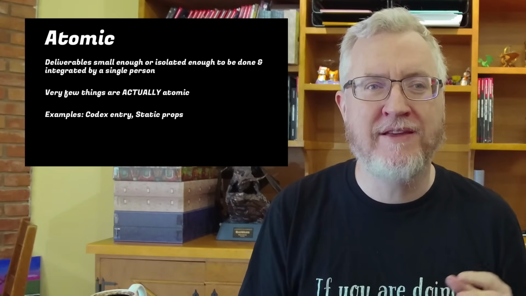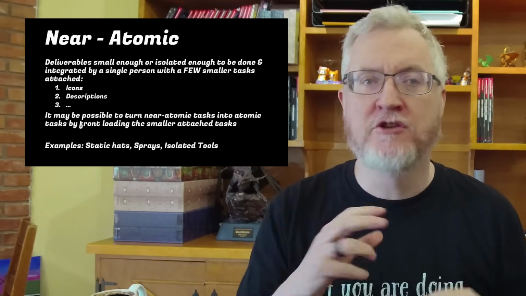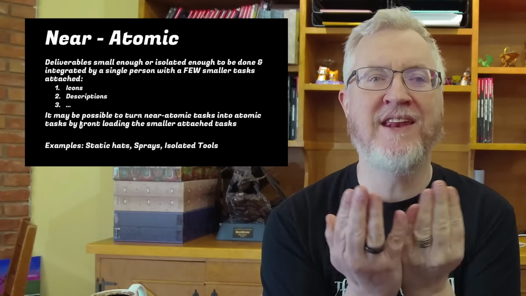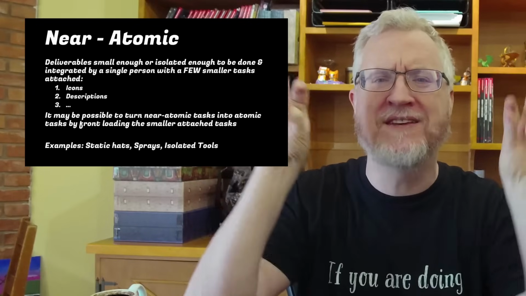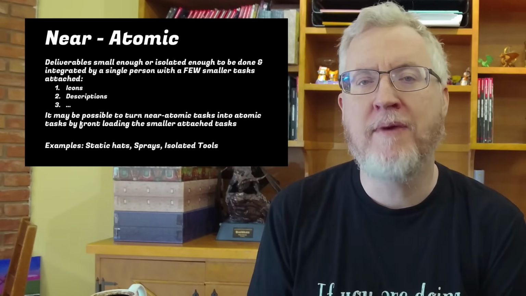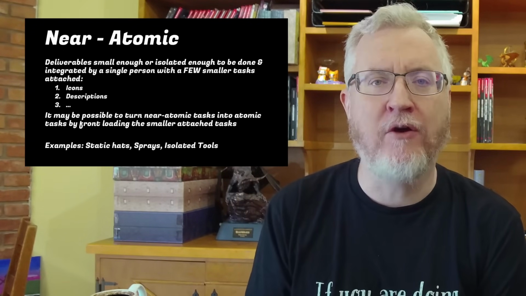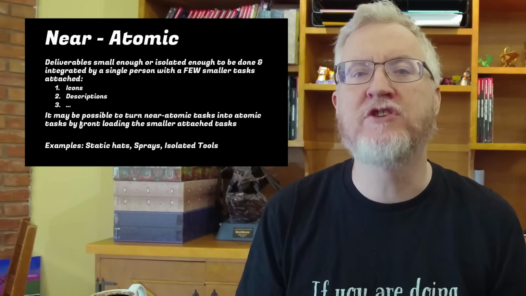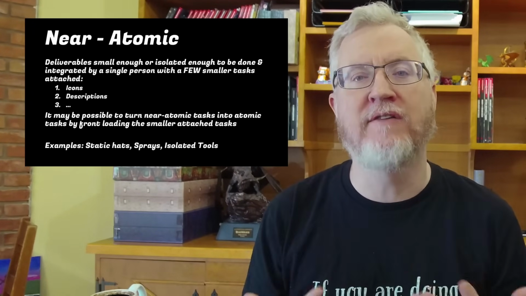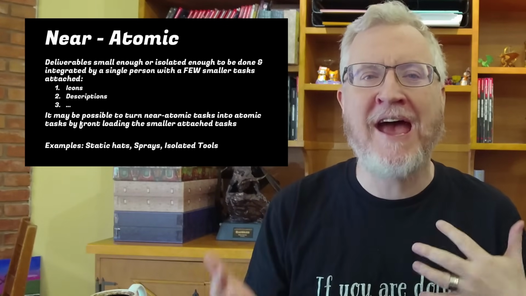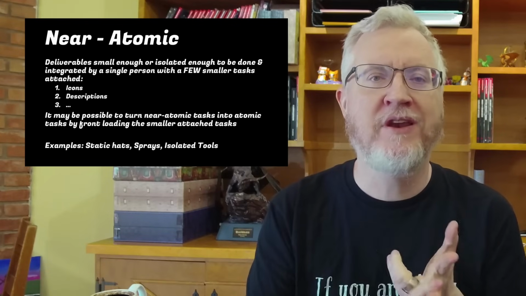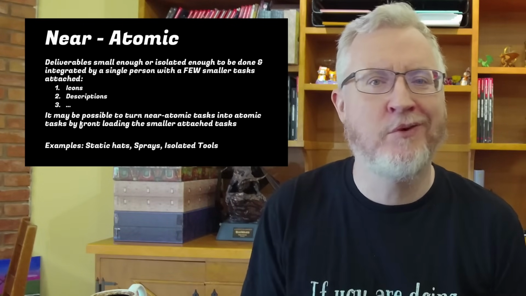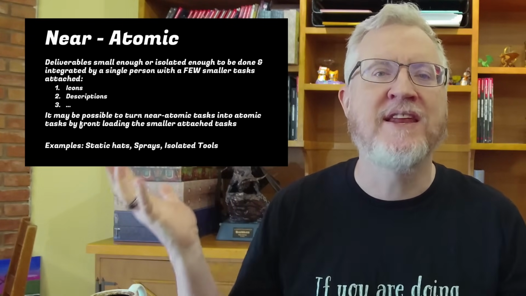Rather than being atomic, they're what I'm going to call near atomic. So most of the work is isolated to the work you think of, but then there's a few small things kind of glued onto the side. If you're going to make a hat that you can wear in the game, most of the work goes into the modeling and texturing of the hat. But you're also going to have some other things. You're going to need an icon that shows up in your inventory. You're going to need a description so people understand what this hat is, or at least a name.